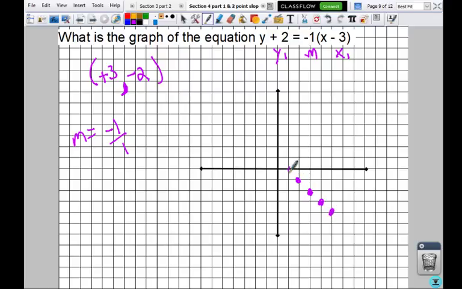I'm going to go backwards a little bit just to make my line a little nicer. Yeah, it's good now. And from there, I'll connect my dots and put some arrows on the end, just to show that I've made a line and not just a bunch of dots.